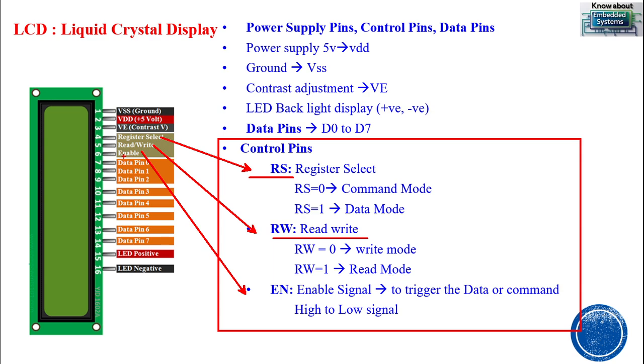And similar to that, the enable signal is used to trigger the data or command. So after configuring all the information, we have to give one trigger signal. The trigger signal is nothing but a high to low signal like this. So we have to give one high to low pulse. Like this, we have to give a high to low pulse. That is your trigger signal. Okay, so enable signal, EN stands for enable. It is used to trigger the data or command, and we have to supply a high to low signal. So these are all the pin configurations which are available in the LCD.